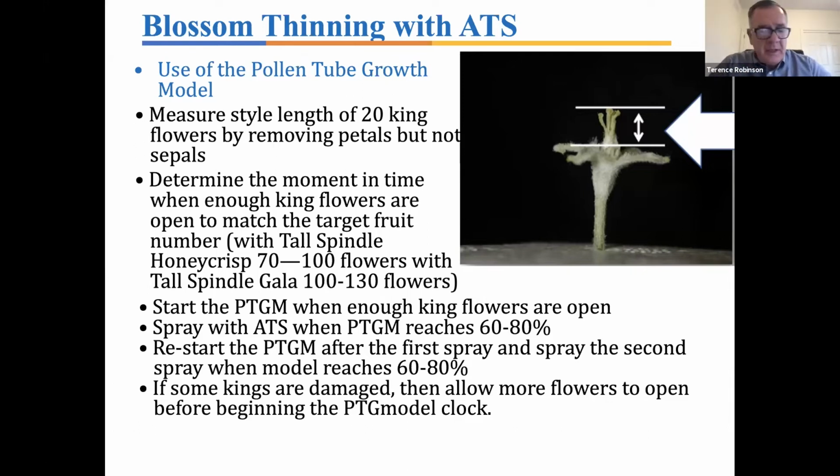How many should you let open? Well, just for discussion, let's say that your target was 100 gala flowers. You would normally start the clock when 100 king flowers are open. But when some are damaged, if 30% are damaged, I'd wait another 30% and wait till 130 flowers are open. That might only be a matter of a few hours on a warm day. But on a cool period, it might be the difference between spraying one day versus the next.